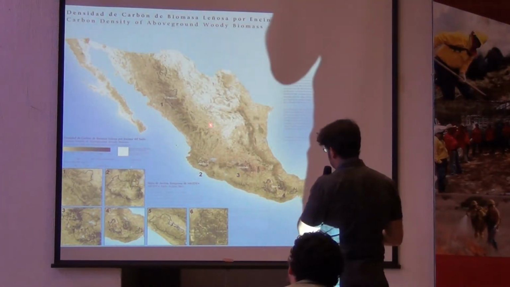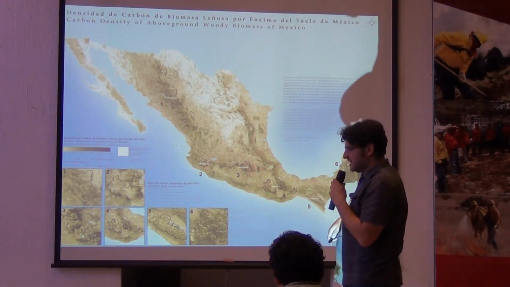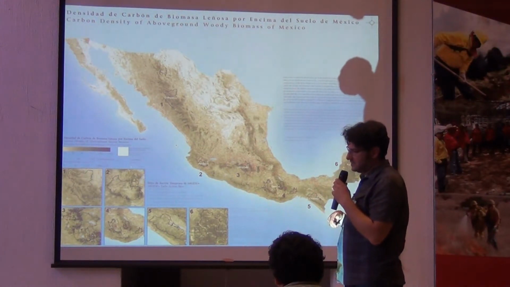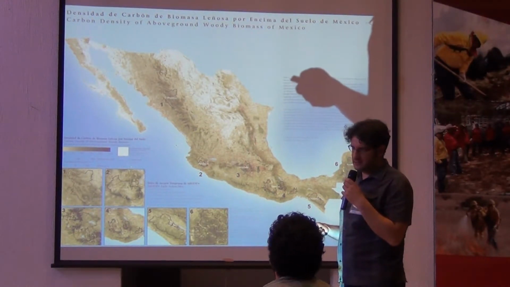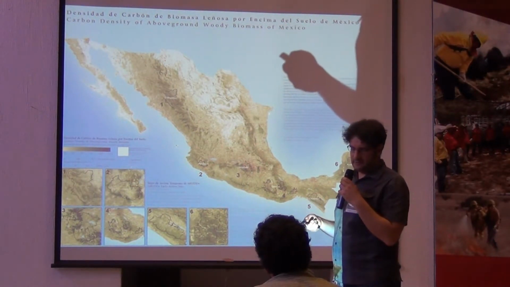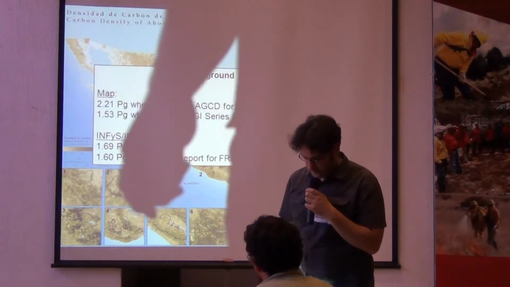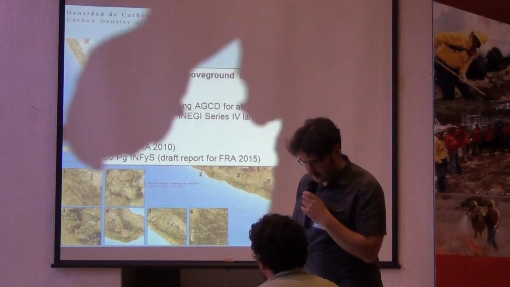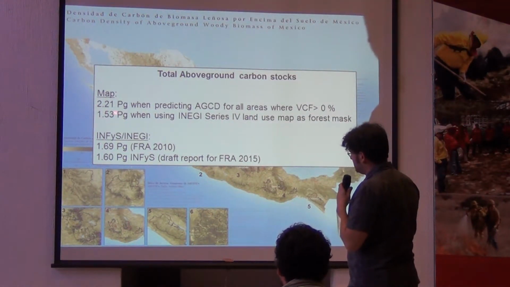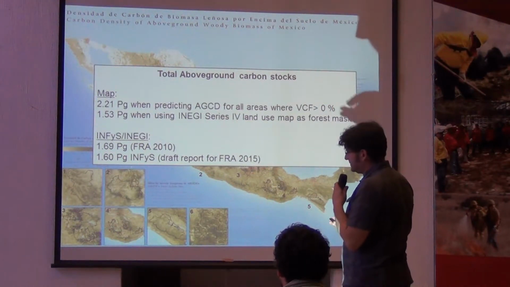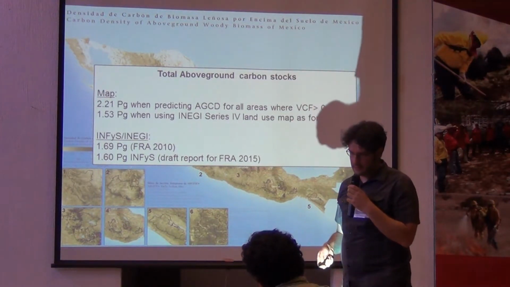Initially, we estimated the biomass for each pixel in the datasets where the canopy density dataset from Landsat told us a non-zero canopy density, but non-zero doesn't mean forest. A forest with 10% canopy density is not a forest. It's very sparse woody vegetation. So when excluding these sparse vegetation types, we actually ended up with a total carbon stock for Mexico that is very close to the current estimates from INFIS in the latest INEGI Series 5 map.